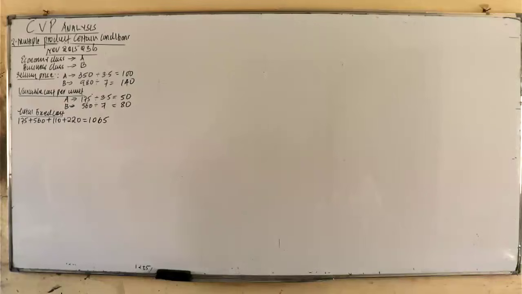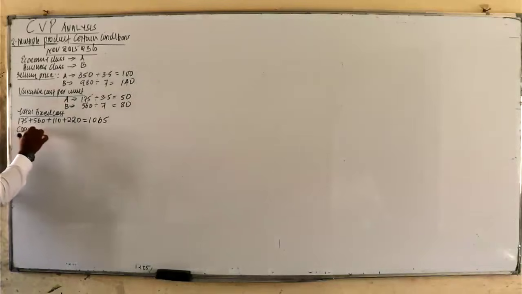Required, number 1, the total sales required to break even. They never specified whether in units or in shillings, but we can compute both. First of all, let's determine the contribution margin. Contribution margin is the selling price minus variable cost. A, B.